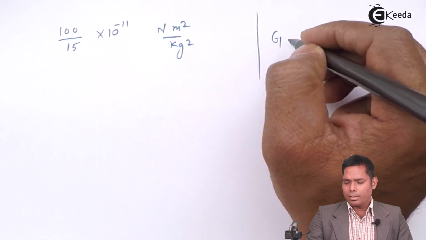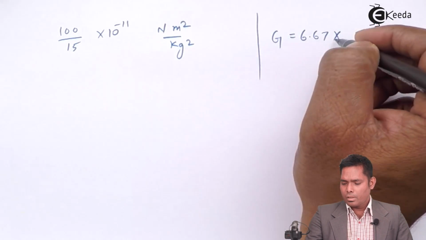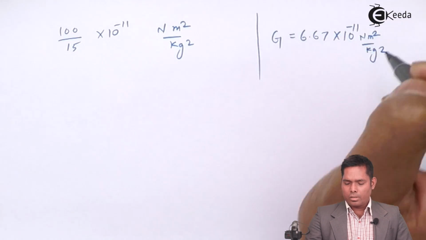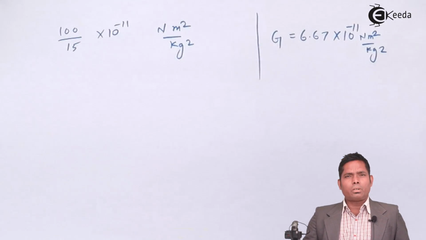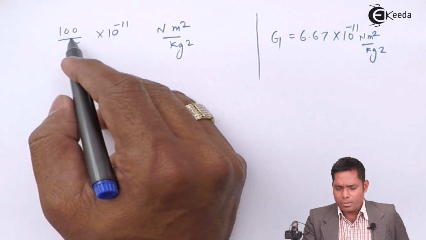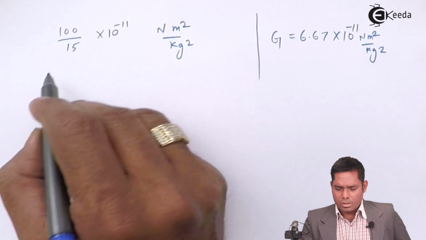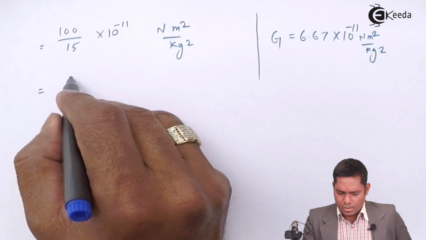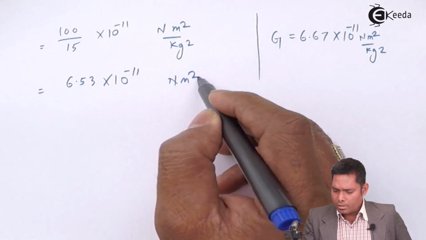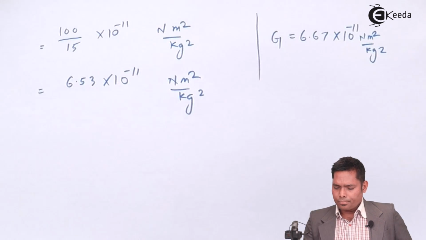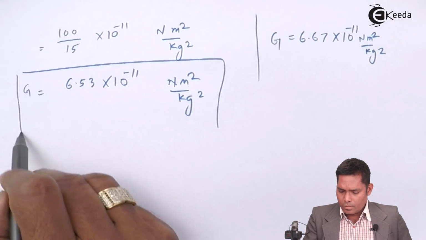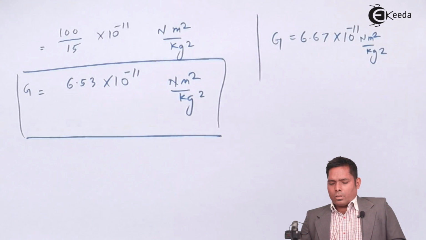In general, we know that the gravitational constant is 6.67 into 10 to the power minus 11 Newton meter square over kg square. This is what we have learned. But for this particular question, if you solve this, then this will come out to be 6 point something. 15, 6 and 90. So I'll solve this, then I'll get 6.53 into 10 to the power minus 11, and that is the answer to this question. So the value of G comes out to be this one. So this is the answer to this question.